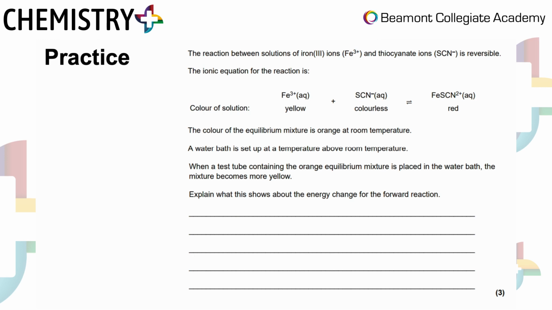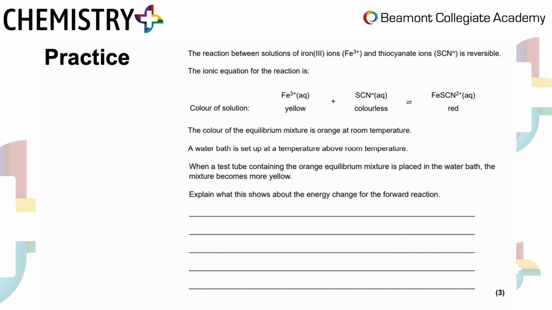The reaction between solutions of iron 3 ions, Fe3+, and thiocyanate ions, SCN-, is reversible. The ionic equation for the reaction is as follows: Fe3+ (aq) + SCN- (aq) gives you FeSCN2+ (aq). The colours of the solutions are also shown. Fe3+ is yellow, SCN- is colourless, and FeSCN2+ is red. The colour of the equilibrium mixture is orange at room temperature.